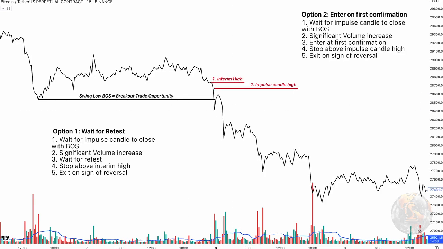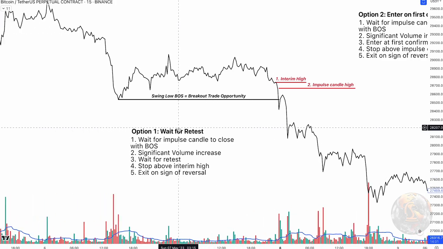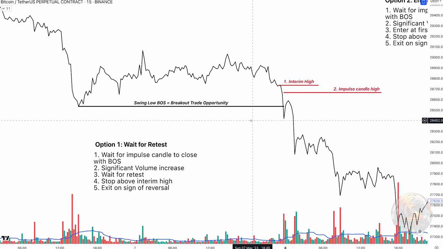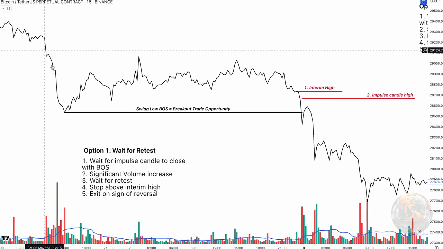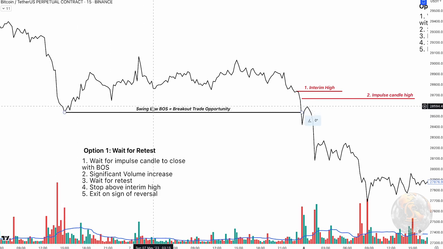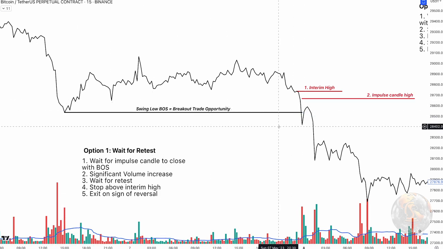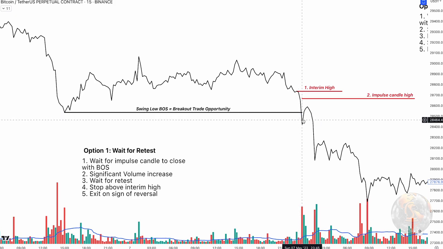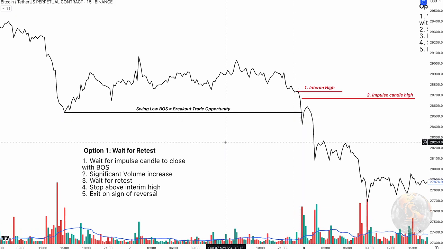First thing you want to do, go to line chart. You need to find your swing low. So you'll remember from the earlier lessons, a swing low offers a breakout trade opportunity when it's broken. As we're in a downtrend, when this low gets broken, it's a break of structure and it gives us opportunity to trade. We see it break here, so let's break down the two ways that you can trade that.